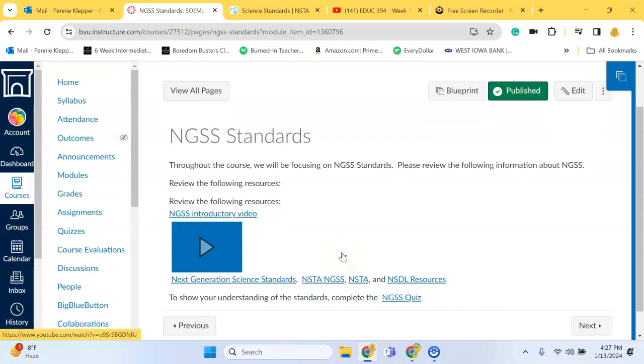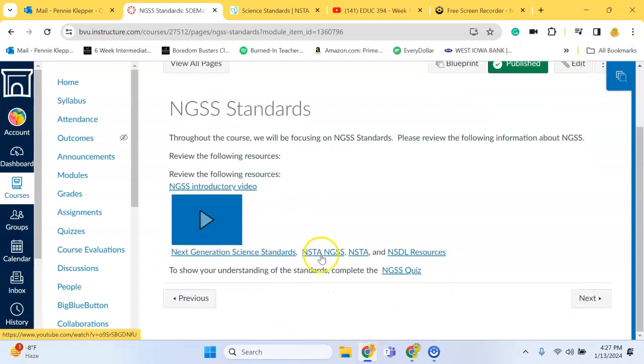Okay, another important thing we're going to be taking a look at is NGSS standards. This is going to be the focus throughout the course, and it's written differently than ELA standards and math standards, so you need to pay attention to that. So to help you understand how the standards are written and the three dimensions, you want to go ahead and look at this introductory video. And then also down here, there are some resources. You want to take a look at that and then complete the quiz.